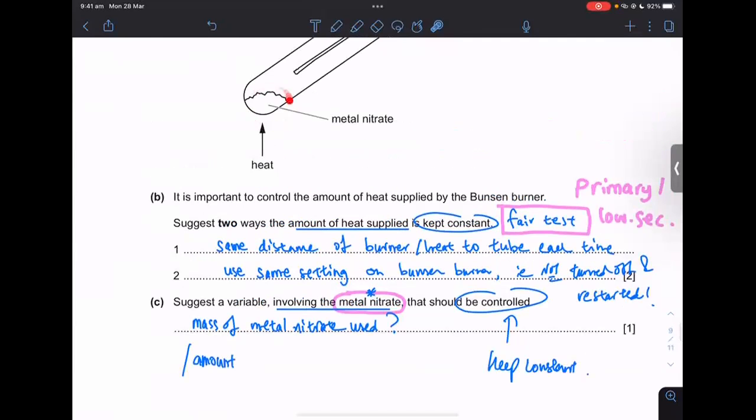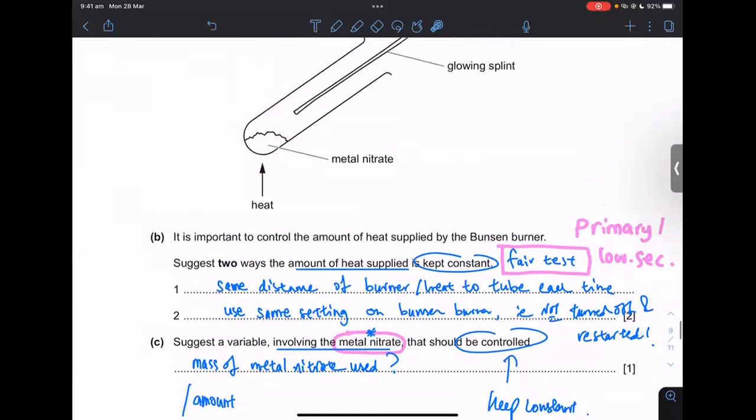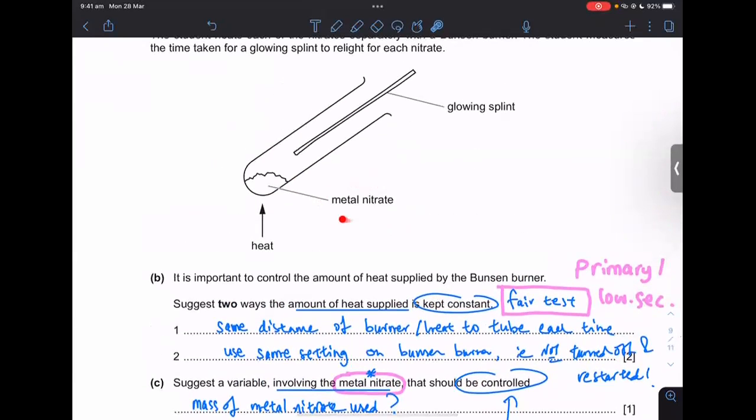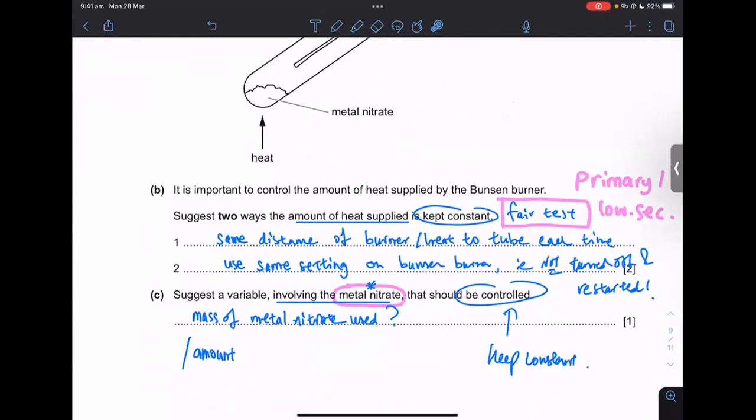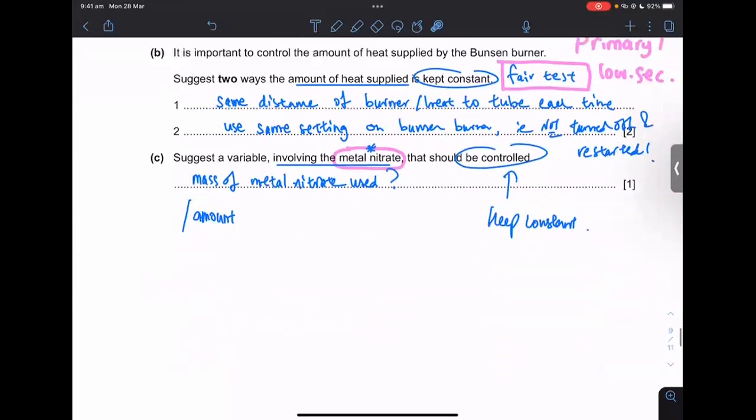You should use the same metal nitrate so that you have a control variable so that the test is fair. You need to keep some stuff constant so that when you compare something, you're just determining which metal nitrate decomposes the fastest. You are changing the metal nitrate. That is what you change. You don't change the heat. You don't change the amount or the mass of the metal nitrate used.